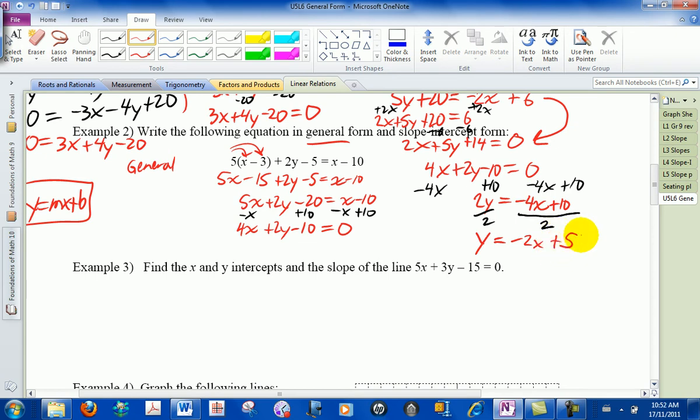Plus 5. It's like a work of art, isn't it? Isn't it beautiful? I tell you, love this stuff. Okay. Now it's easy to graph, isn't it? Wow, it's so easy to graph. You know your y-intercept, you know your slope, bada bing, bada boom, done. Just like on your quiz today.